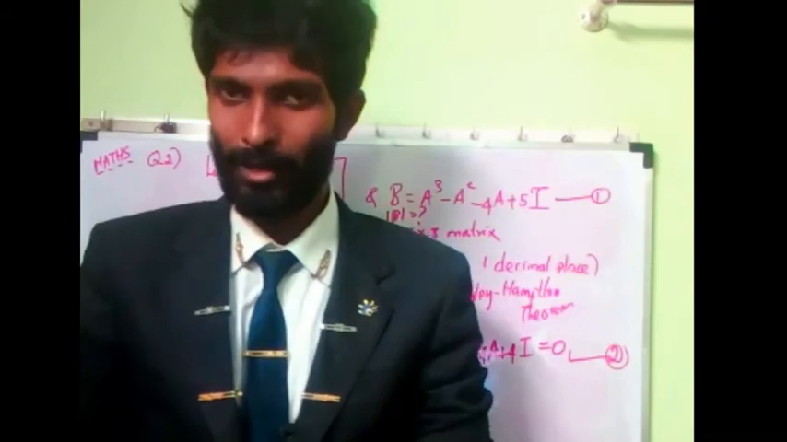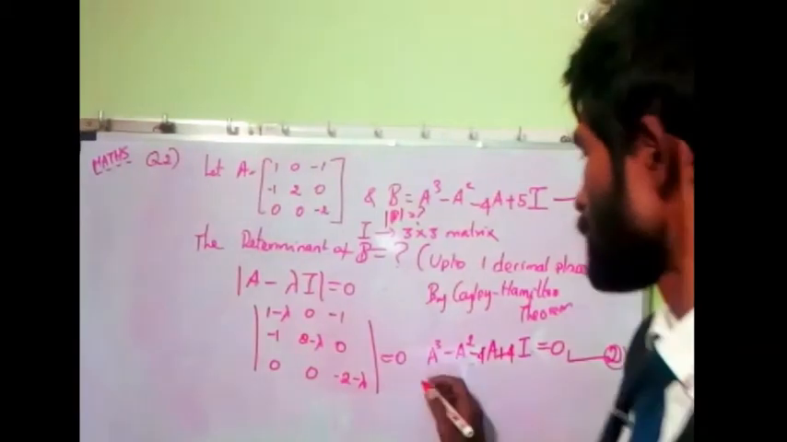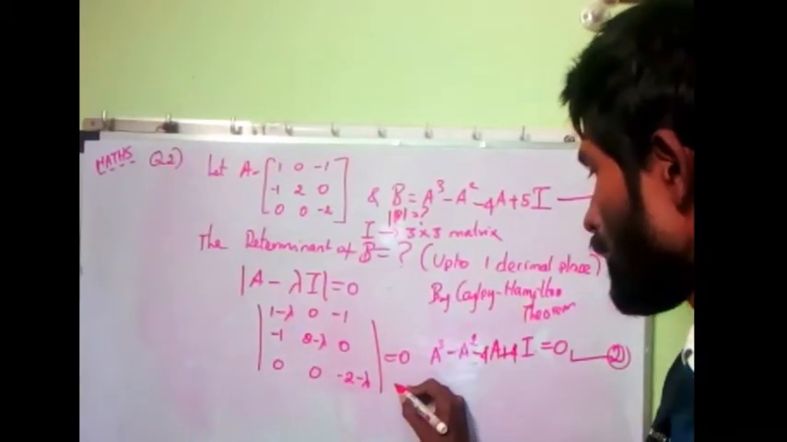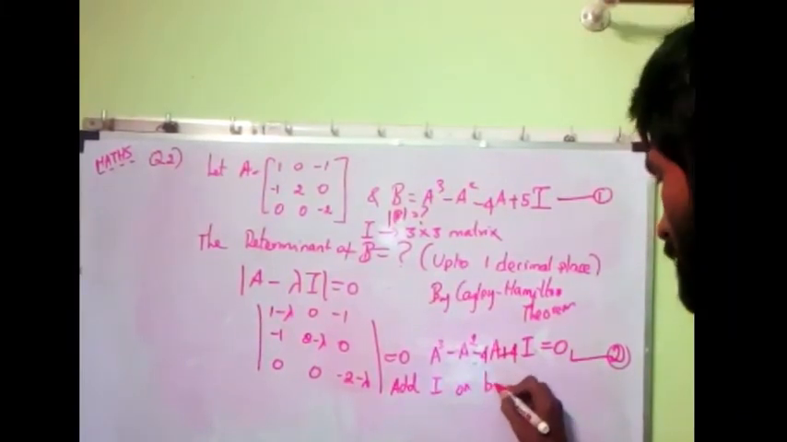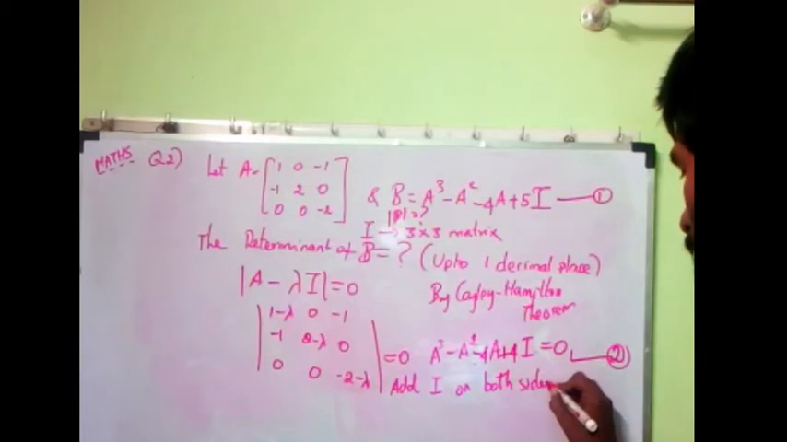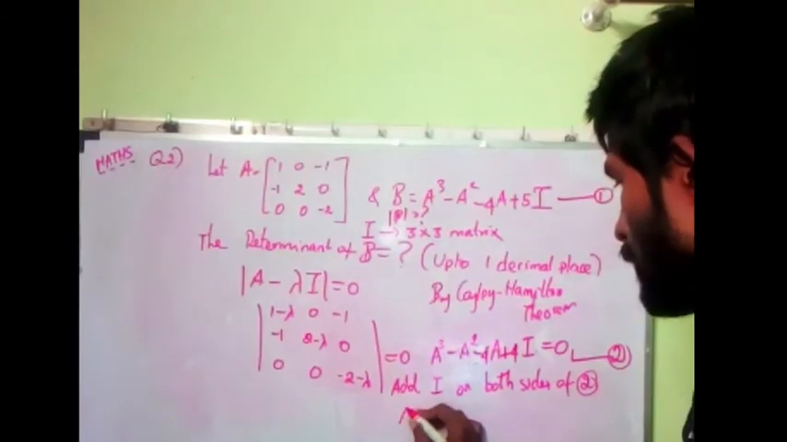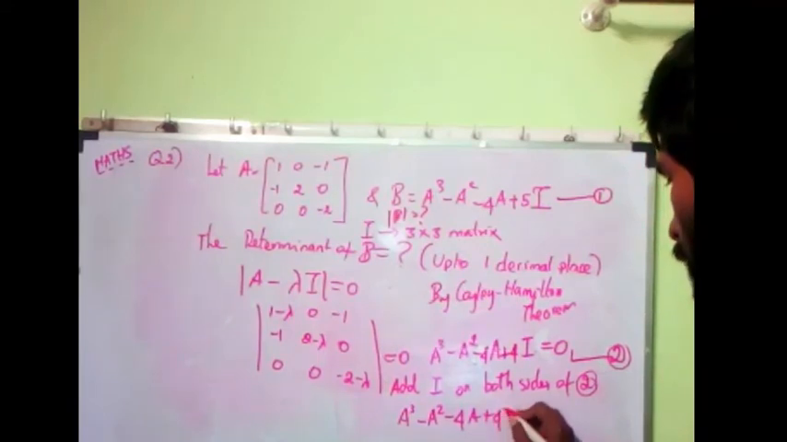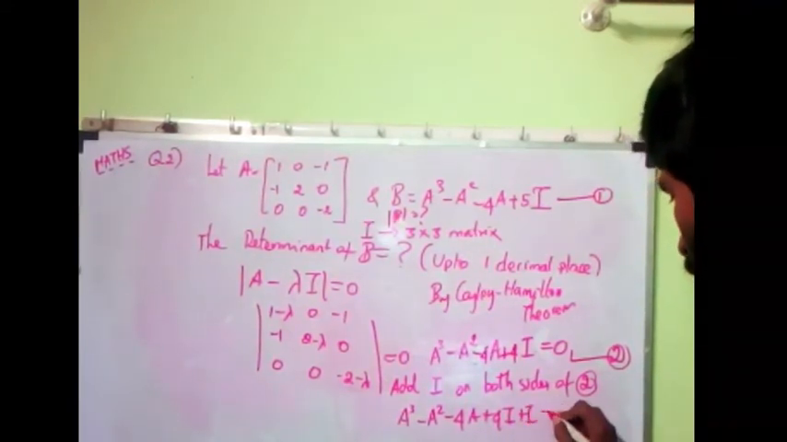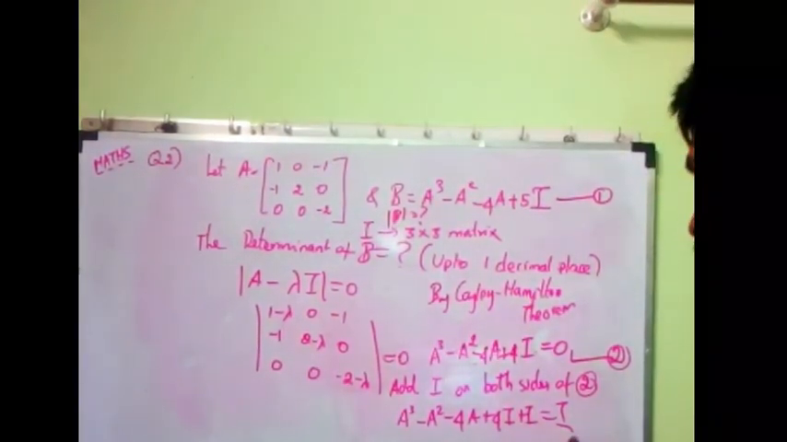Now I will tell you a shortcut. There is a small game that has to be applied, and this game is very important. So we apply the small game: add I on both sides of equation number 2. Very simple. So A cube minus A square minus 4A plus 4I plus I equals I. I'm adding I on the left side as well as the right side.